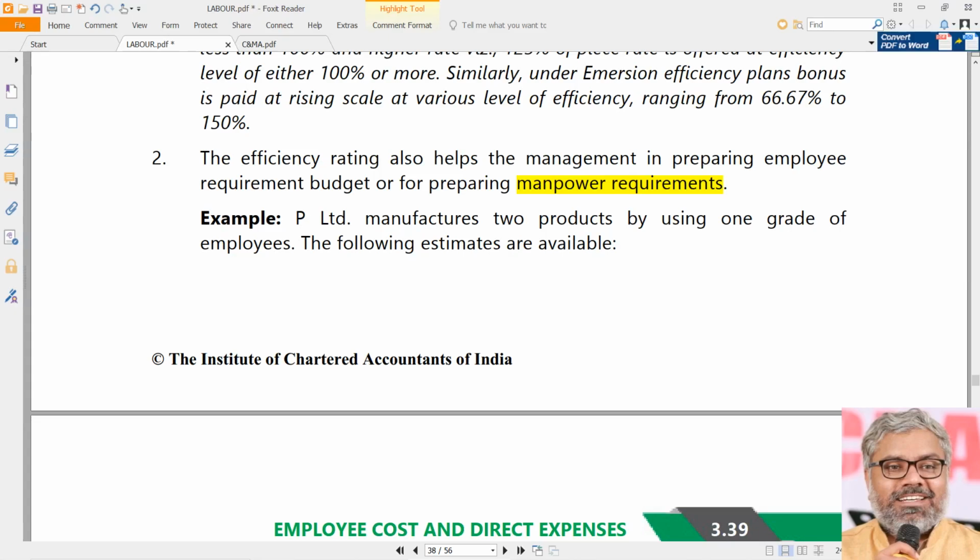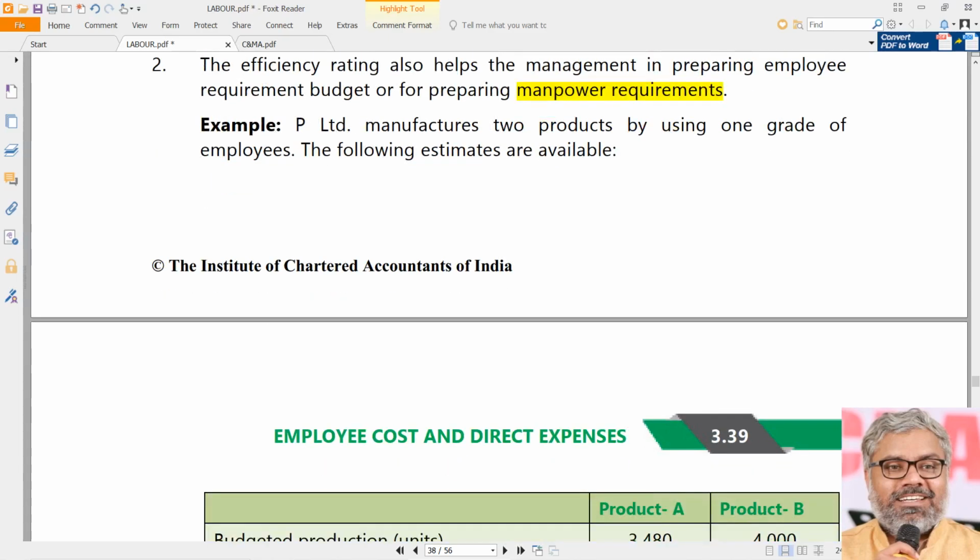Because if we have a particular work to be done by so many people, that many people should be available, right? If fewer people are there and you ask them to do more work, then they will get pressurized and sometimes they may spoil the work also. That can be dangerous to them and dangerous to the company also. So manpower requirements can be assessed by observing the efficiency of the workers very closely. Very closely that has to be observed.